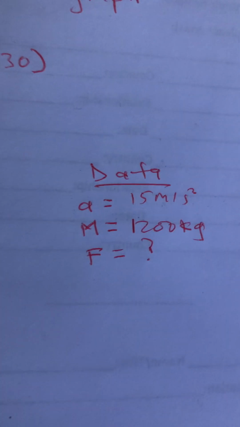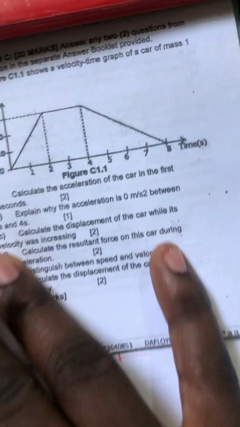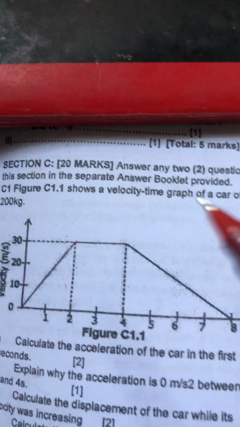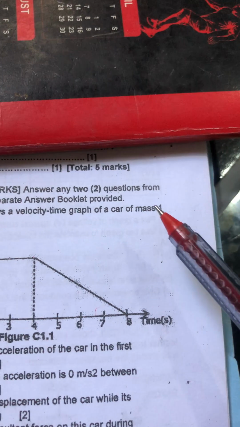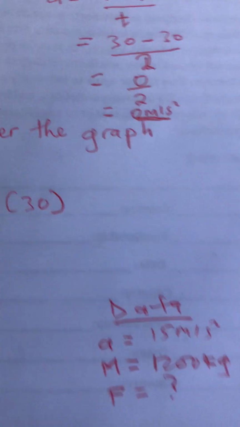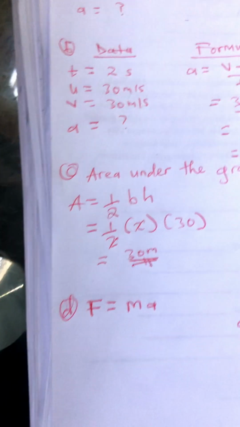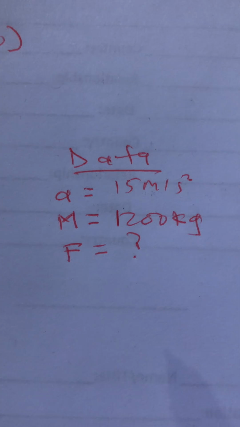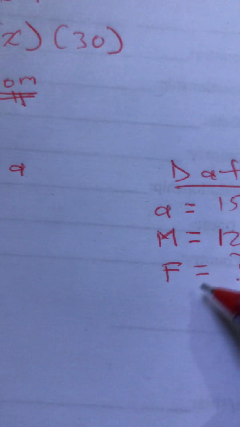Okay, what else do we have? We have the mass. From the introduction of the question on top, you realize that you are given the mass, a car of mass 1200 kg. So you put that down as mass here, and then you are asked to calculate the resultant force.